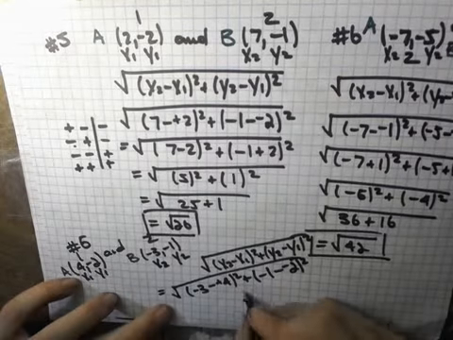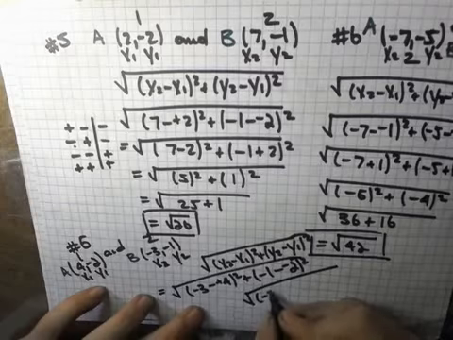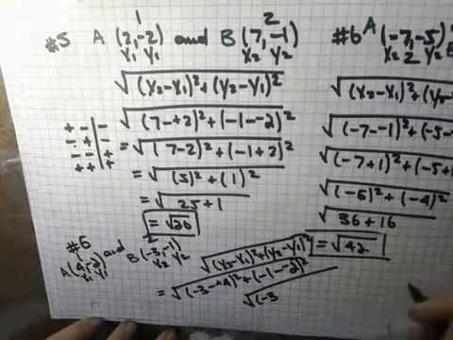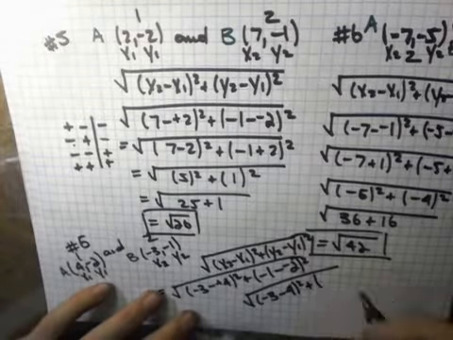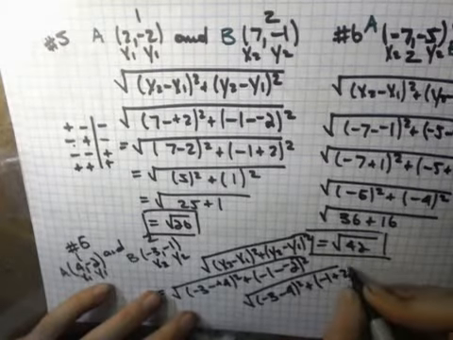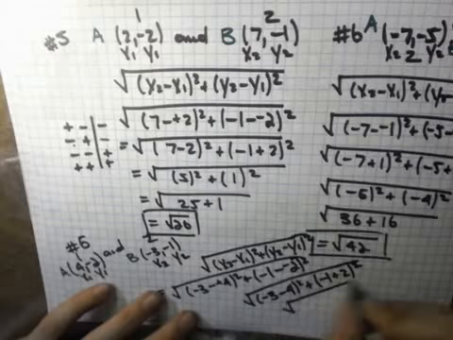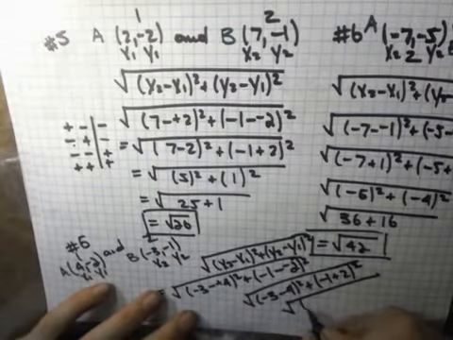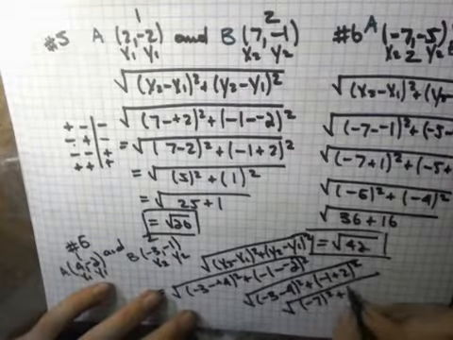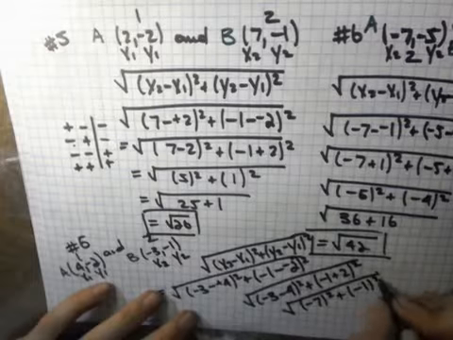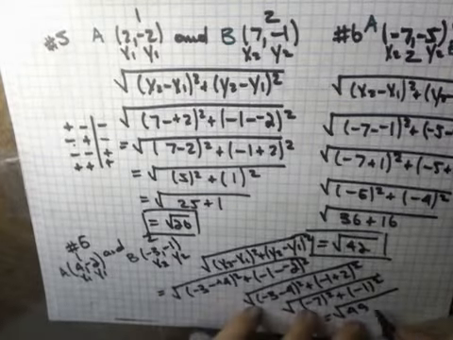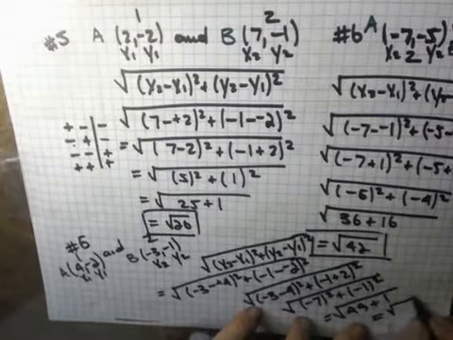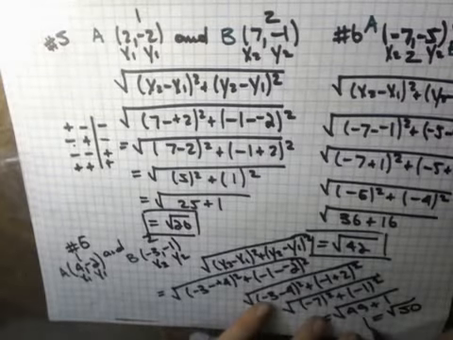Okay, and we're reducing the signs. Minus 3 minus positive 4, so negative 7 squared, plus negative 1 plus 2, positive 1 squared. That gives us 49. Negative 1 times negative 1 gives us 1. Left with square root of 50. Final answer.